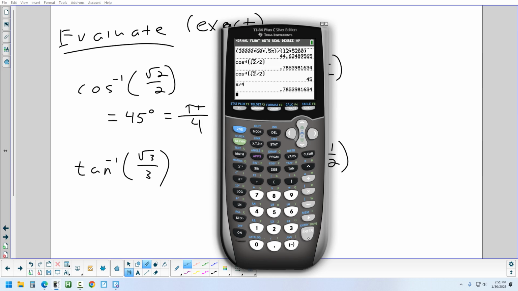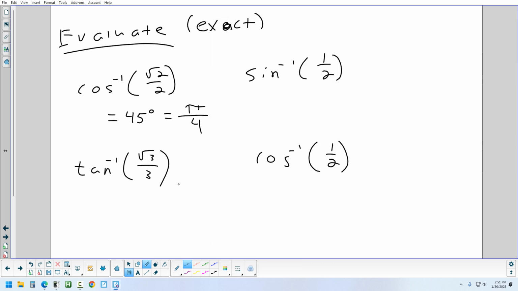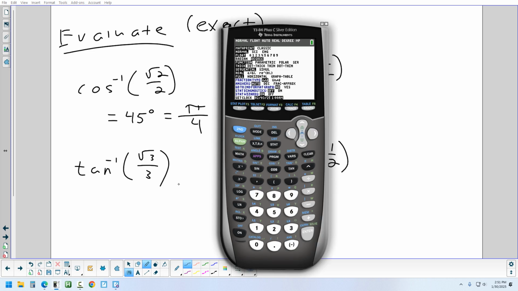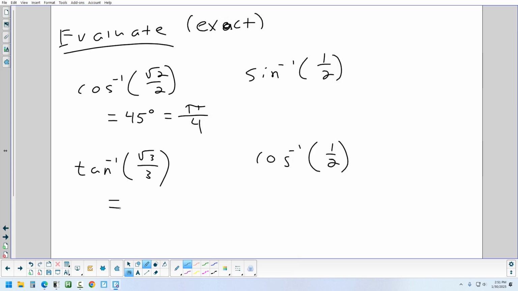All right, so let's do them all in degrees first. And then I won't ask you for both of these answers on the test. I'm going to ask you for either degrees or radians. All right, so if we do inverse tangent of root 3 over 3, that gives us 30 degrees. And what is 30 degrees the same as if we convert that to radians? Yeah, pi over 6. And those are exact answers.